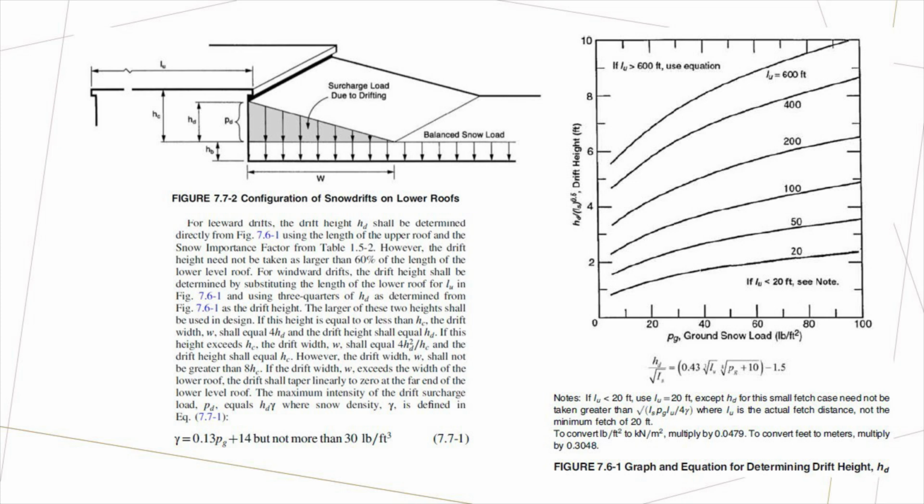The drift width, W, depends on whether the total drift height exceeds the allowable drift height. If it does, the drift footprint widens accordingly. These concentrated drift loads often govern joist and deck design because they create large, localized forces that differ significantly from uniform snow loading.